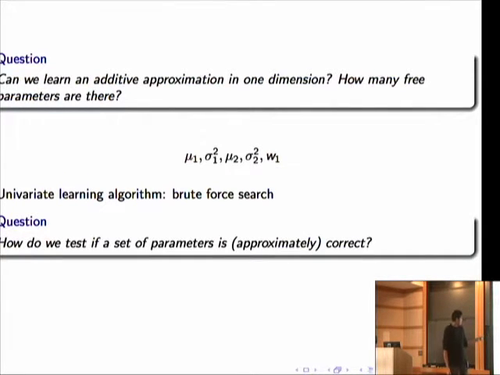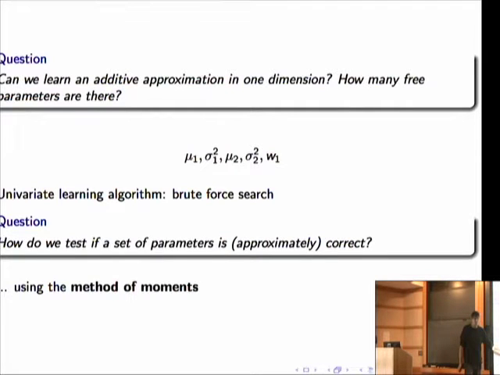The real problem is, if we're saying that we're going to do some brute force search over this grid of parameters, we still need to devise a test for, first of all, telling whether the parameters are close enough. And the way that we're going to do this is actually back to Pearson's original approach. We're going to go through the method of moments.